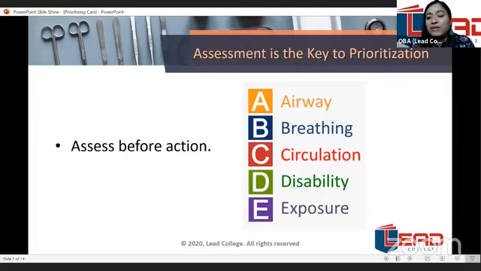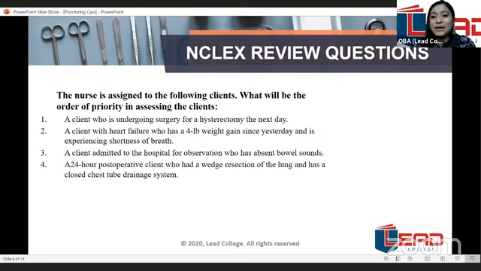Okay. So I think I have given you a brief idea about the concept of how to deal with prioritization. Now let's put the concept into some practice. Okay. So ready for your first question today? The first question that you see on your screen: the nurse is assigned to the following clients. What will be the order of priority in assessing these clients?